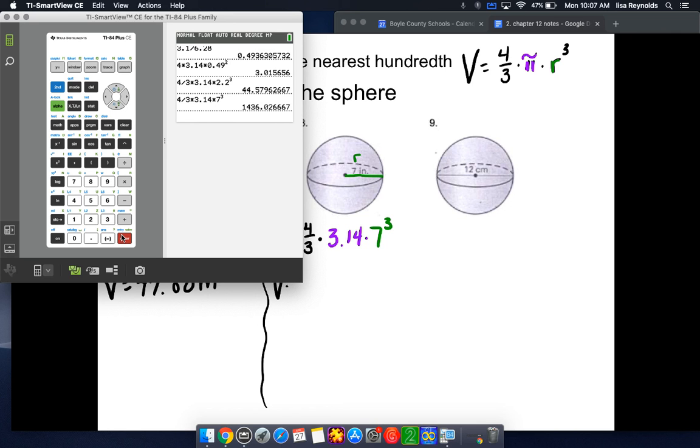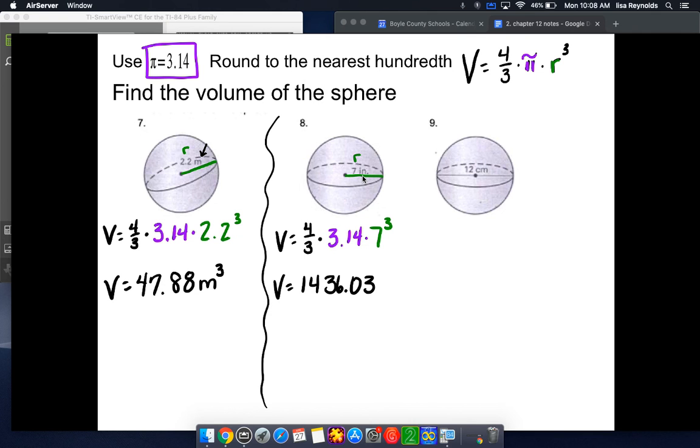So our volume of this one is 1,436. We go to the second decimal place, that's the hundredths, and this is going to round up to 0.03. Since our radius is in inches, we use cubic inches for our answer.